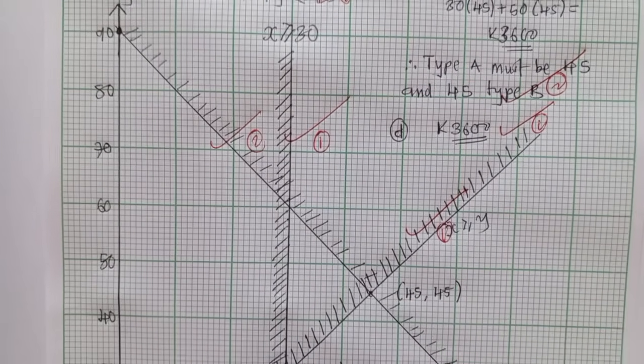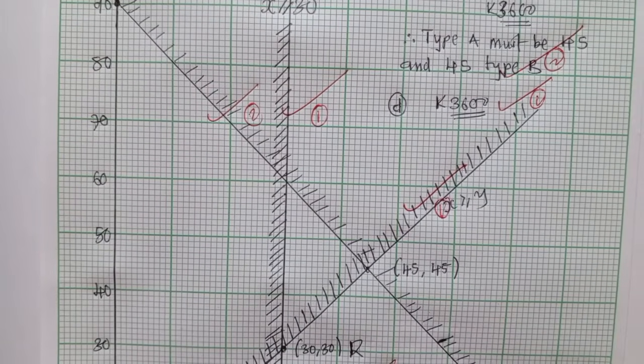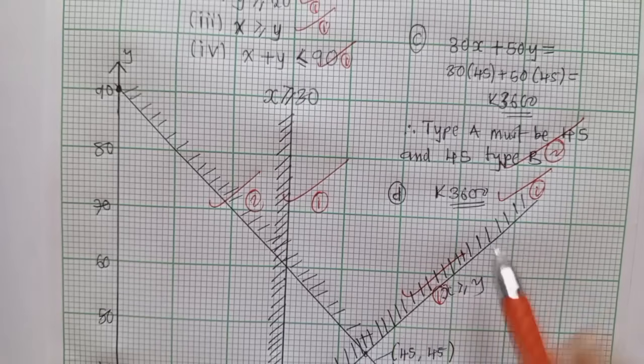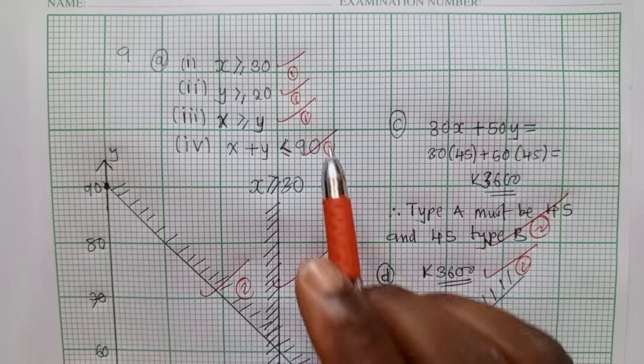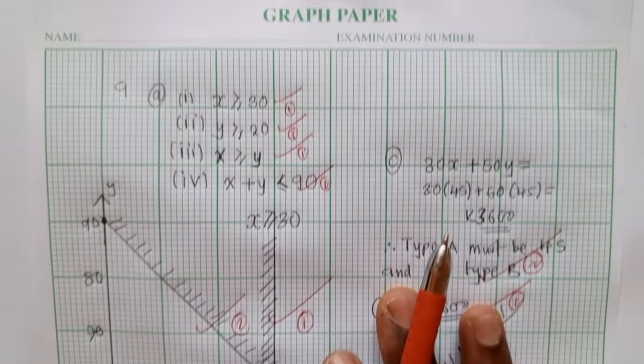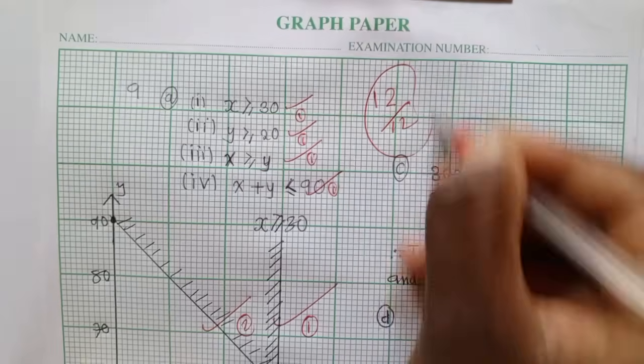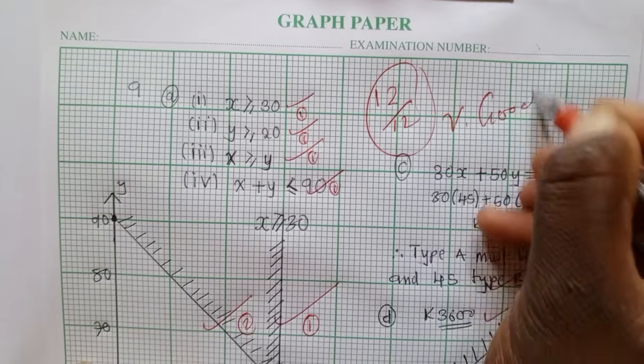So when you count all these, 1, 2, 3, 4, 5, 6, 7, 8, 9, 10, 11, 12. It will be 12. So meaning you've gotten 12 out of 12. This is very good. So this is what they'll do.